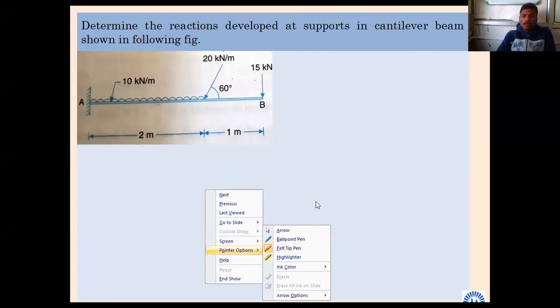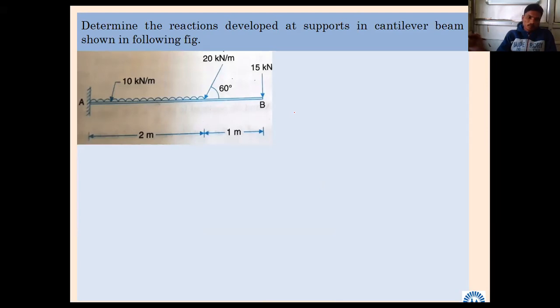My next question is, how many reactions or moments are there at the fixed point? 3. Which are they? Vertical, horizontal and a moment. Vertical, horizontal, what? Reaction. Okay, reaction.